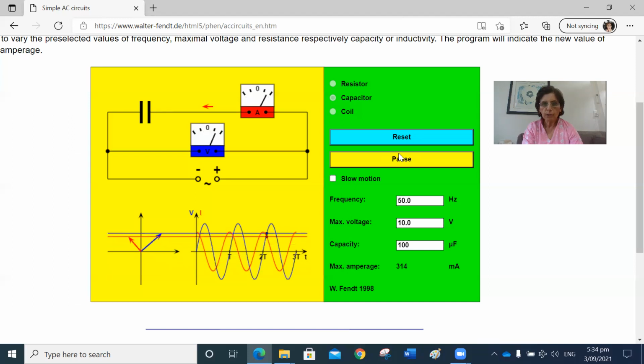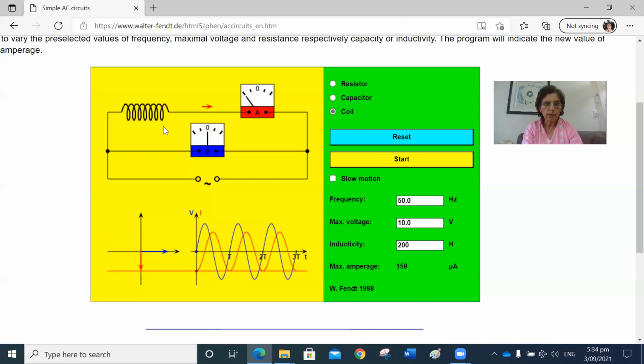Now let's change it to the inductor. So now we've got an inductor in the circuit, and we will look at the relationship again between voltage and current. So let's start it. These dots and needles show you when the current is maximum. So here current is maximum, negative maximum, zero, positive maximum, and so are the voltage values. The graph looks like this one.